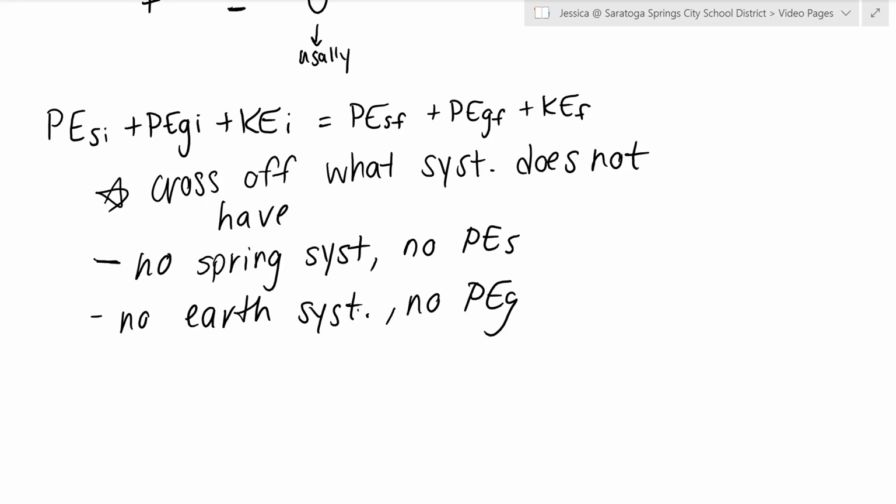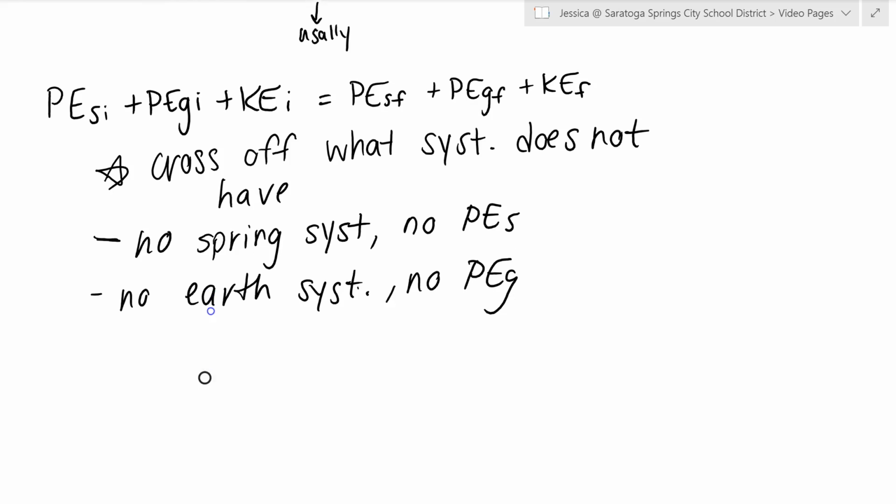And instead, those things, while they do act on, say, the cart or mass, while those forces, like the force of gravity and the spring force, do act, instead of changing the gravitational potential energy or spring potential energy, they're going to change the total energy of the system, instead of having energy conserved. So remember to cross off what the system does not have.